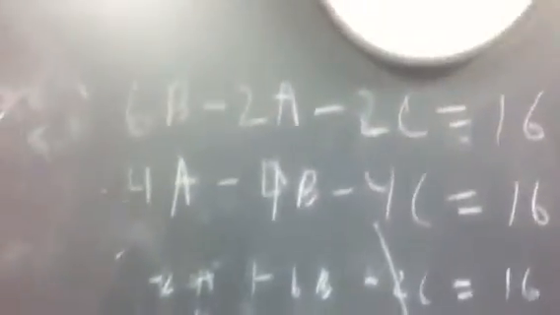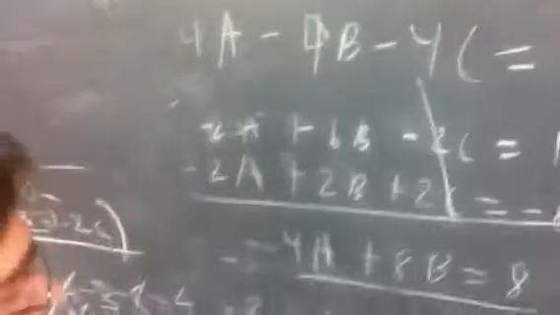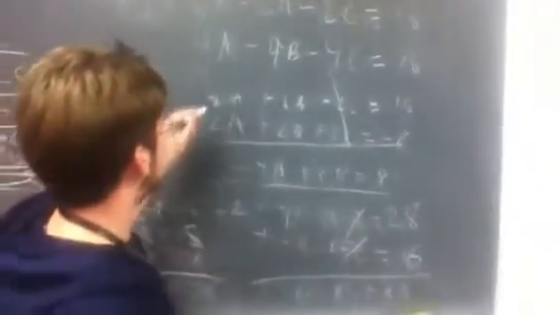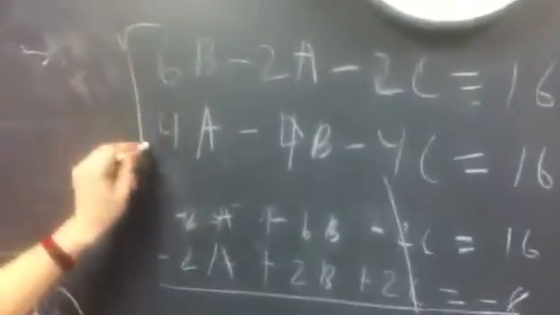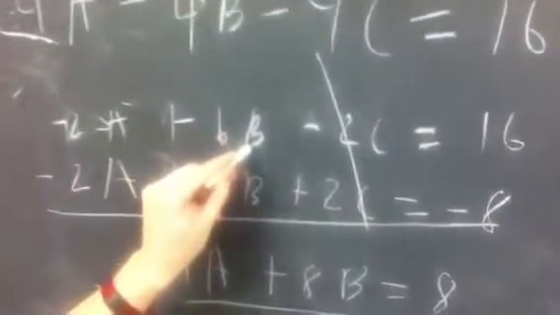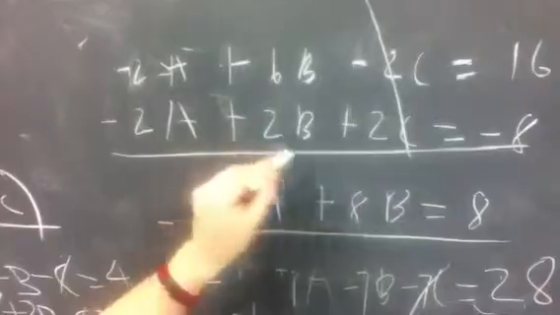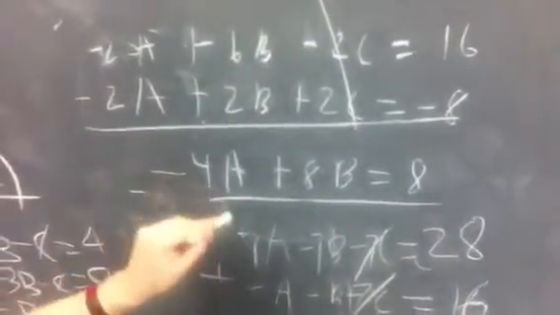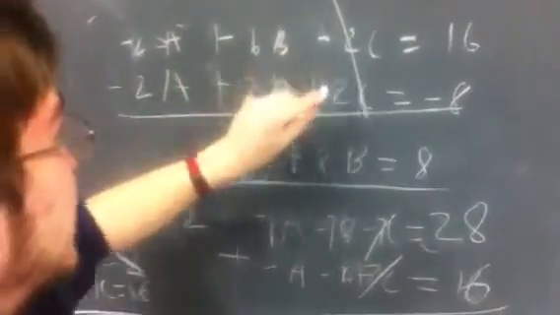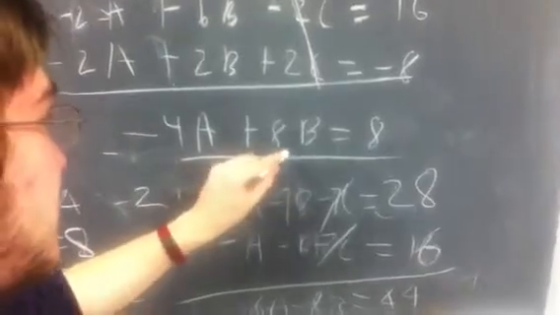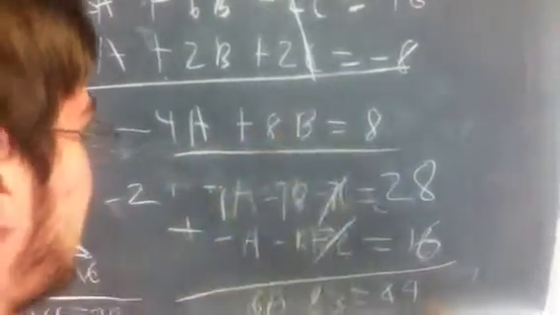So then you have your three equations, and you're using process of elimination to try to narrow them down to figure out each of them. So I have the first two equations: minus 2a plus 6b minus 2c equals 16, and minus 2a plus 2b plus 2c equals negative 8. Use process of elimination to get rid of the c's. Minus 4a plus 8b equals 8.